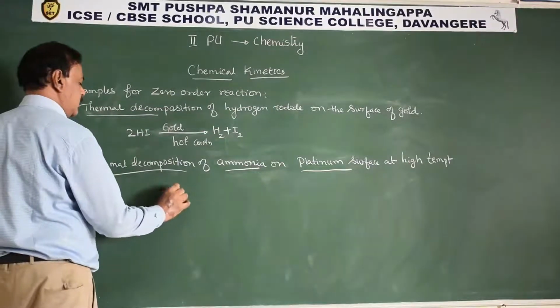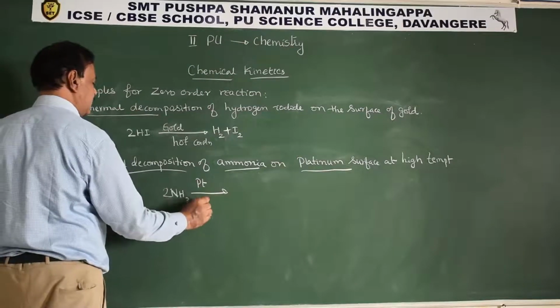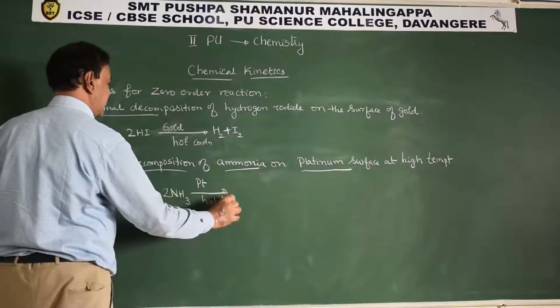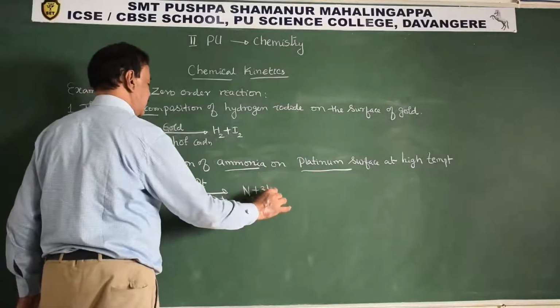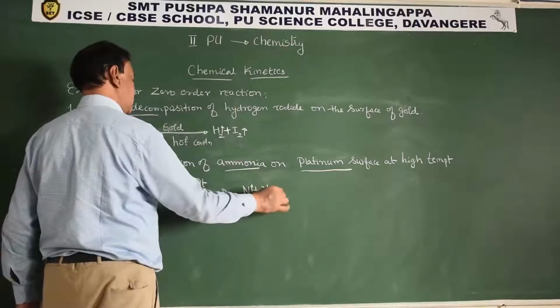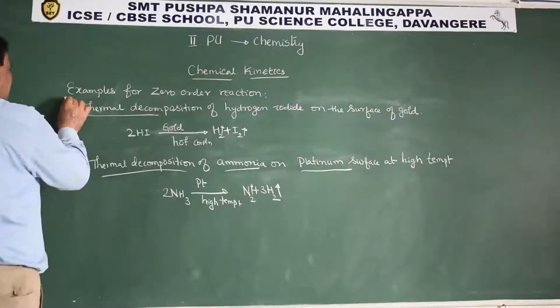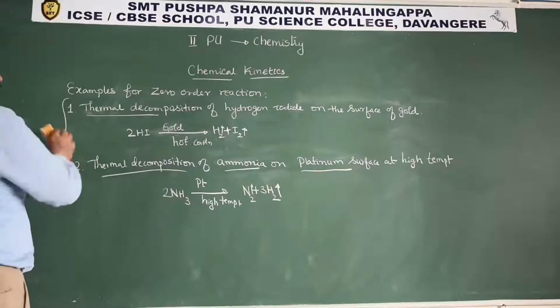Then 2NH3 decomposes in the presence of platinum surface at high temperature, giving rise to nitrogen and hydrogen. Both are gaseous. This is an example for zero order chemical reaction. These two are good examples for thermal decomposition reactions.